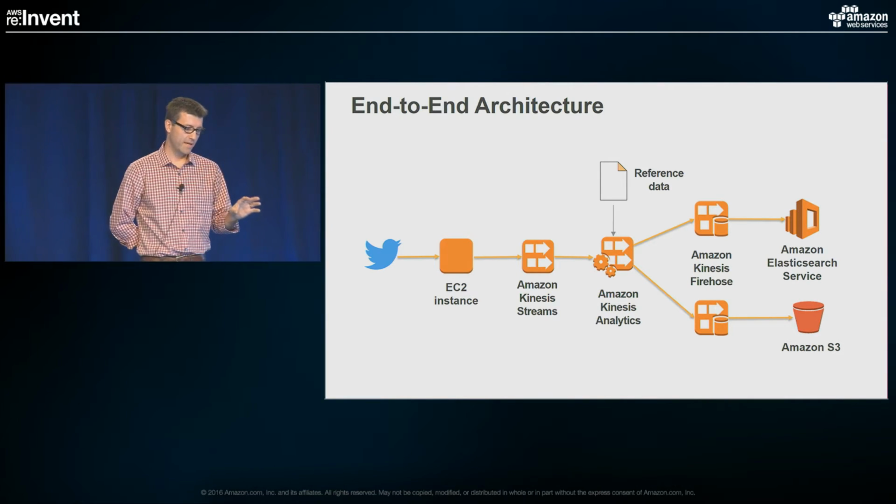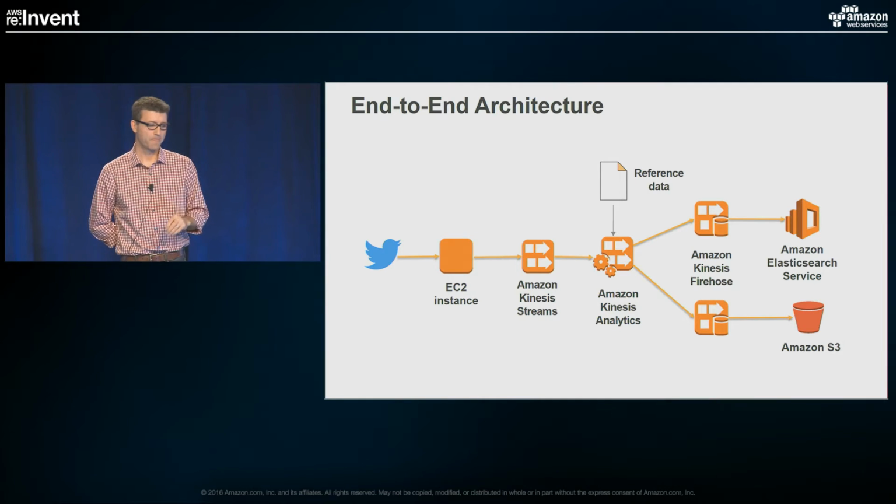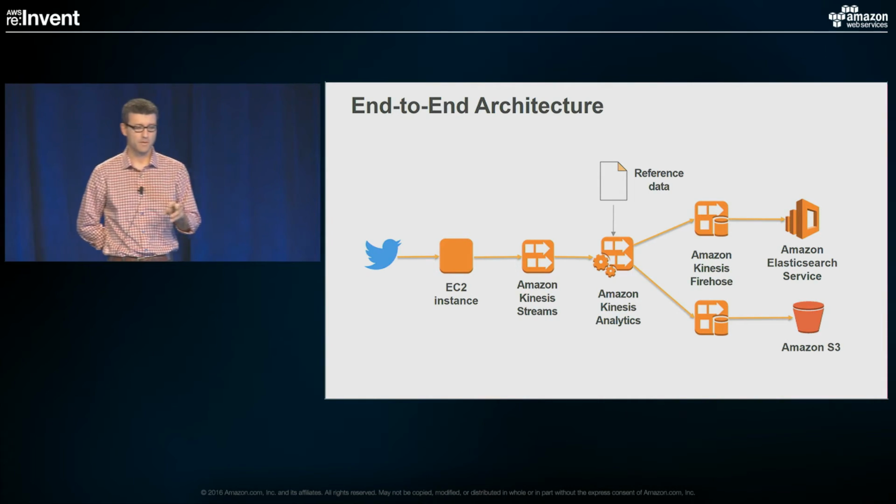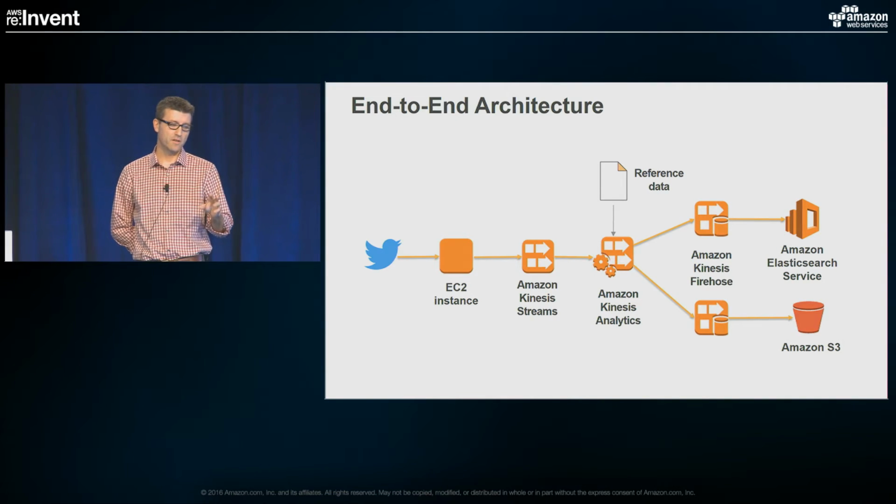We have the Kinesis stream as the ingestion. Then we have our Kinesis Analytics application and some reference data, which I'll explain in a moment. And then we're going to output that to Firehose and then ultimately S3 and Elasticsearch on the far right of our diagram.